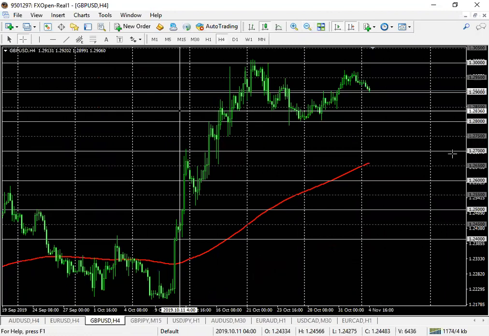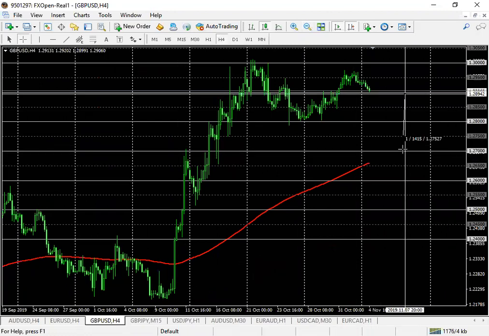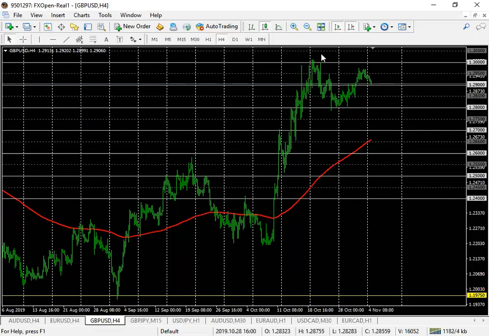Preferably, I'd like to see the market come to this 127 zone, which is quite far. That's about 200 pips in total. And there's no real shorting opportunity at this moment around here to at least catch the move going down. So that might require a bit of patience.